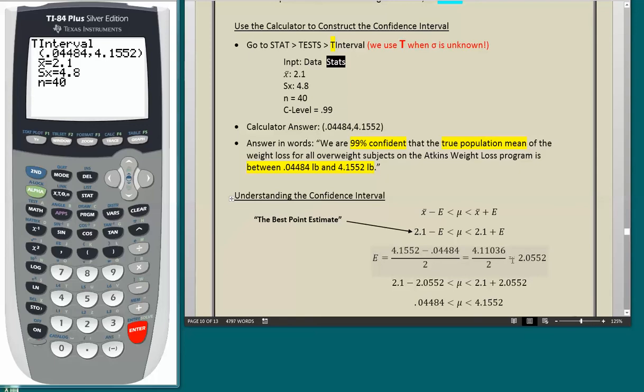Well, now that we have the margin of error, we can drop that in place of E. So now if we go back to this, there's our 2.1. Now we're subtracting the margin of error, 2.0552. Here we have the 2.1, and we're adding the margin of error, 2.0552. And if you add these together, you will get this number, which is the high end of the interval that the calculator gave us. And if you subtract, you will get this, which is the low end of the interval that the calculator gave us. So those are the pieces to where these numbers come from.